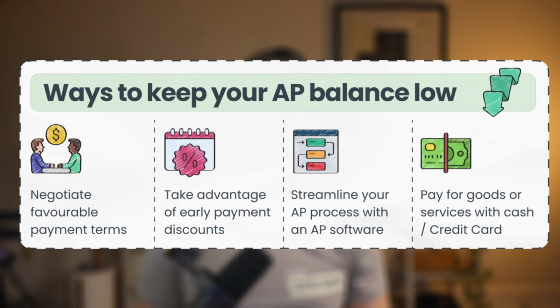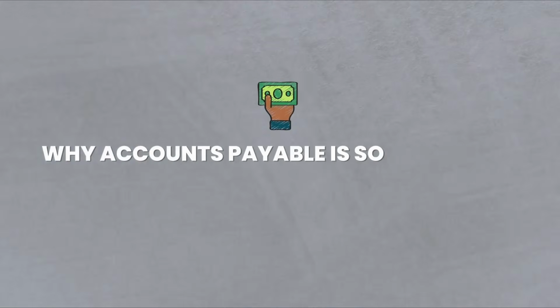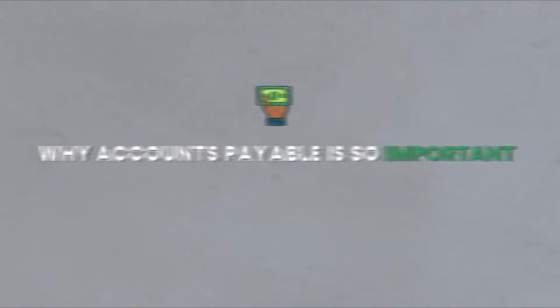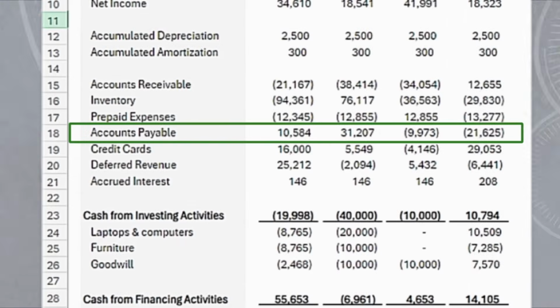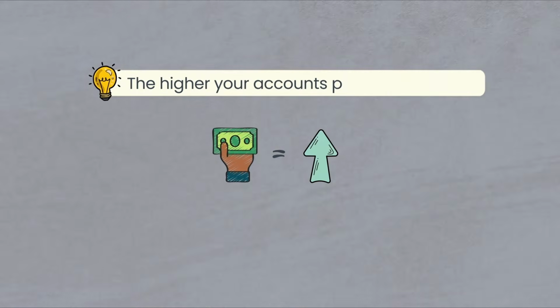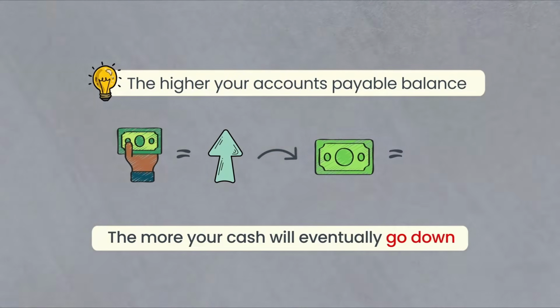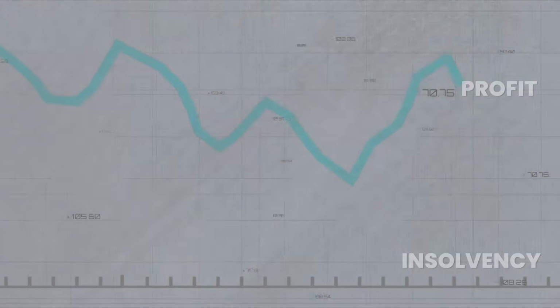But before we talk about how to manage your accounts payable effectively, let's talk about why accounts payable is so important. Well, think about it. Accounts payable directly ties into your cash flow management. The higher your accounts payable balance, the more your cash will eventually go down after you pay off your balance. This is kind of like debt in that it can increase your risk of insolvency if not managed properly.